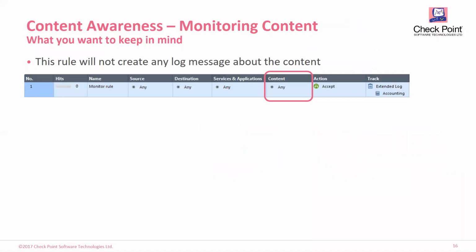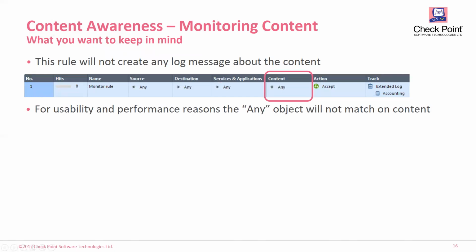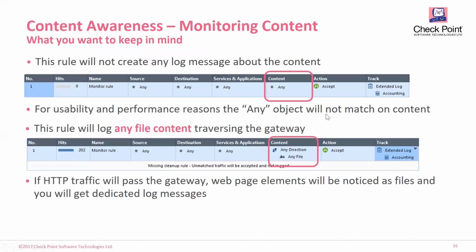So what you want to keep in mind when you're working with content awareness, make sure, as we said earlier, make sure you enable it. First of all, you want to enable it on the manager and on the gateway, and then push policy so that it is enabled. And then also this rule will not create any log messages about the content because the content is just set to any.